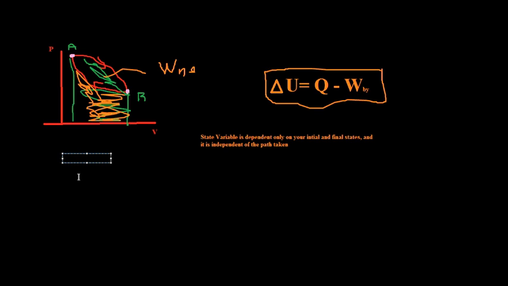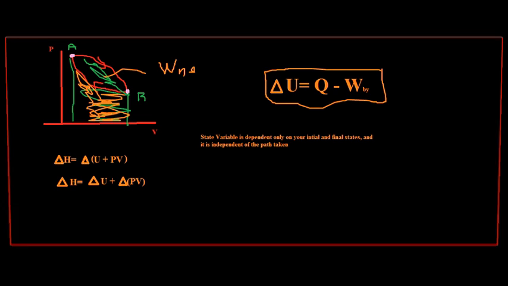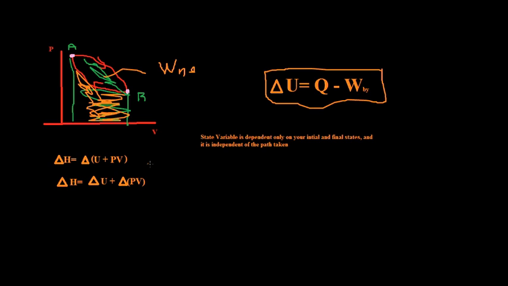Enthalpy, which is represented by H, is a state variable. And its formula is: the change in enthalpy would equal the change in internal energy plus the change in PV. So we know from before, right, that the change in internal energy equals Q minus the work done by the system.